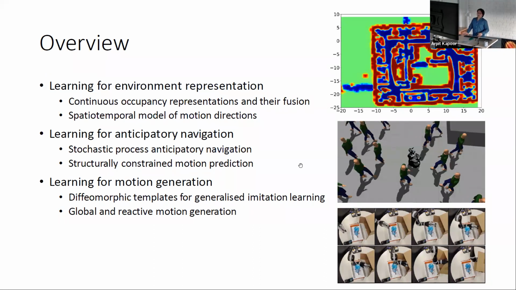Additionally, I'm going to talk about spatial temporal models of motion direction. So how does a robot try to capture some representation in a dynamic environment?